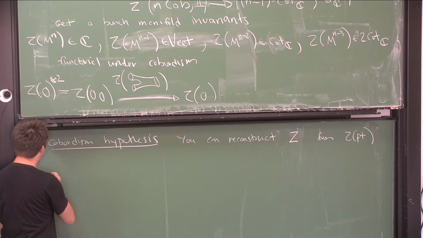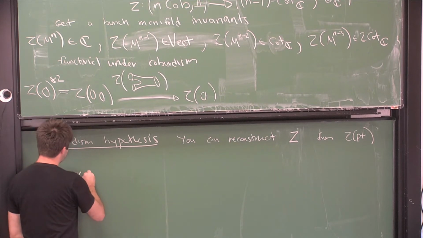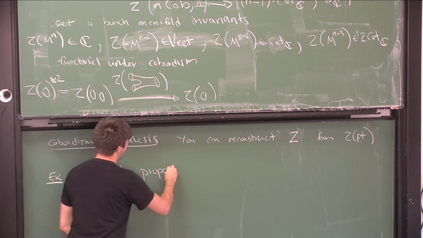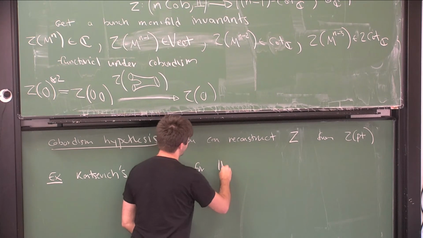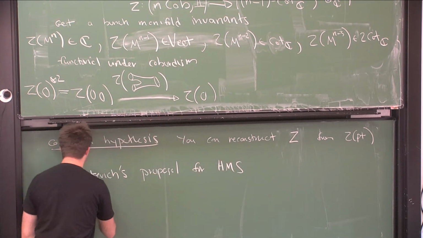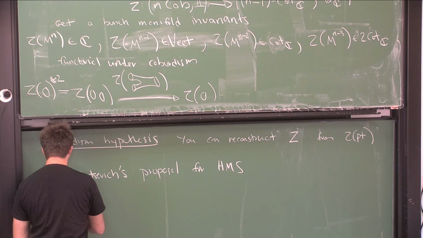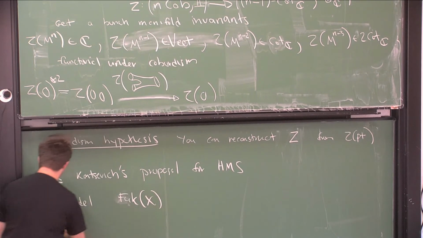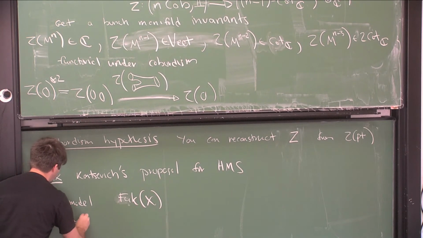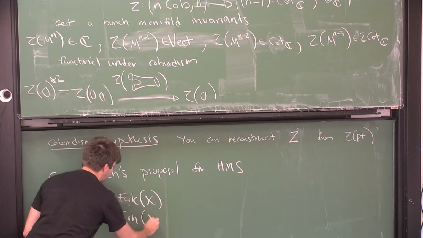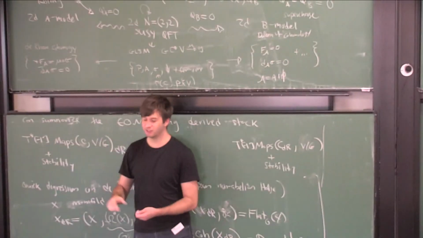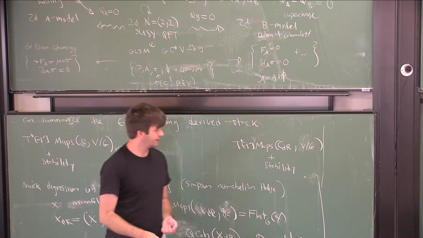And so one example, where you guys already know about this, is basically Kontsevich's proposal for homological mirror symmetry, which says that the 2D A model is determined entirely by the Fukaya category, and the 2D B model is determined entirely by the category of coherent sheaves. So this isn't in my engaged example, it's just in the ordinary example that people are used to.